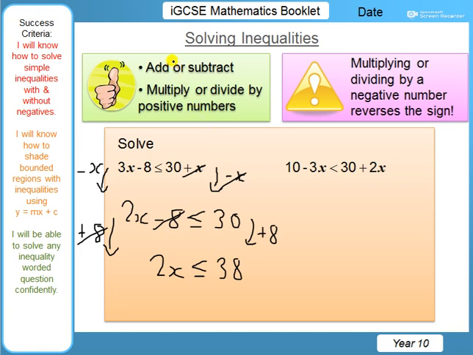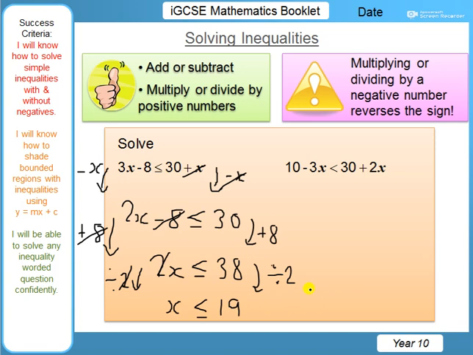Notice all we've done so far is we've subtracted x on both sides and we've added 8. So therefore, we don't need to switch the sign. Likewise, to remove the times by 2, we do the opposite. Remember, 2x is 2 times x. So the opposite of timesing by 2 is dividing by 2 on both sides. That has the effect of cancelling the 2 and 2, giving us the answer x is less than or equal to 19. And that's our final answer.